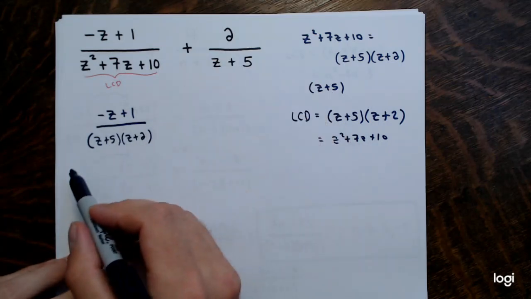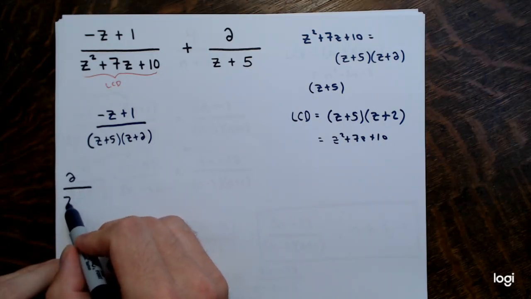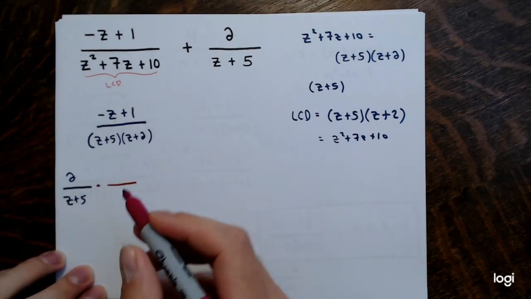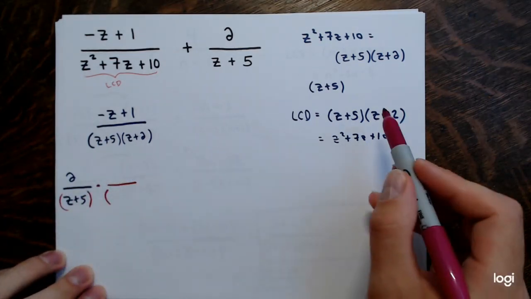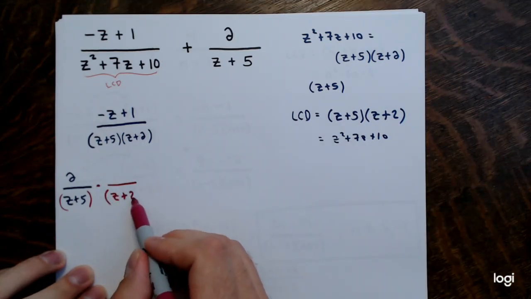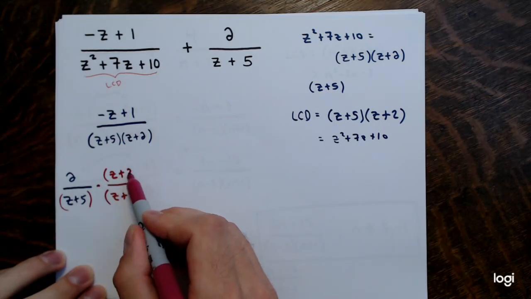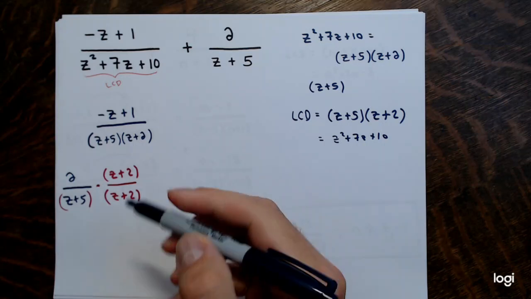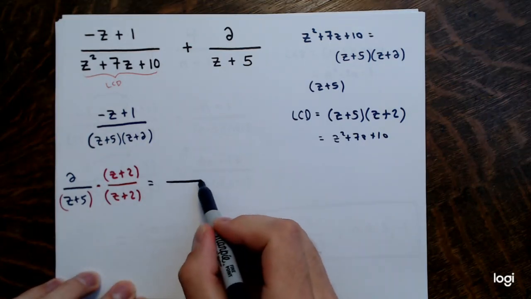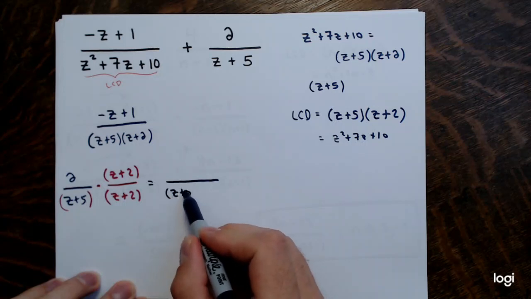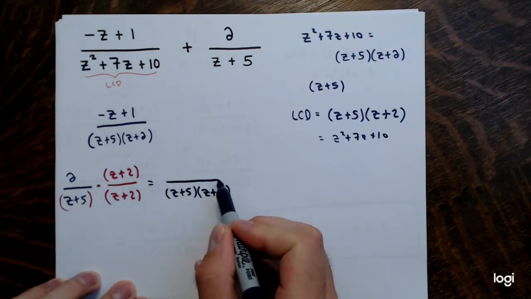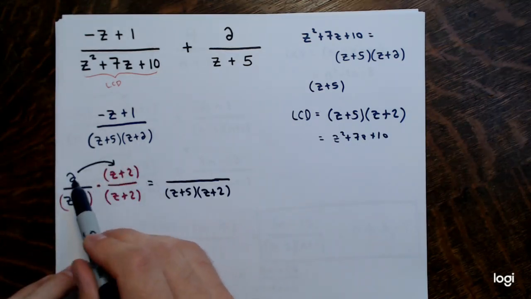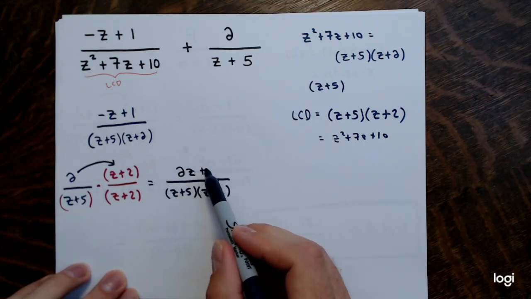Okay, then this other fraction, 2 over z plus 5, I'm going to multiply that numerator and denominator by the same thing, and that would be the z plus 2, right? That's missing. I'll put it in parentheses, it's got multiple terms. Same thing for the z plus 5, I put that in parentheses, it's got multiple terms. And the denominator will be that z plus 5 times z plus 2. The numerator is 2 times this, distribute the 2, is 2z plus 4.